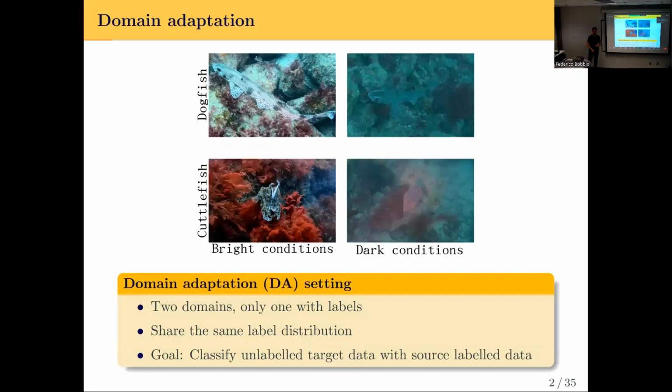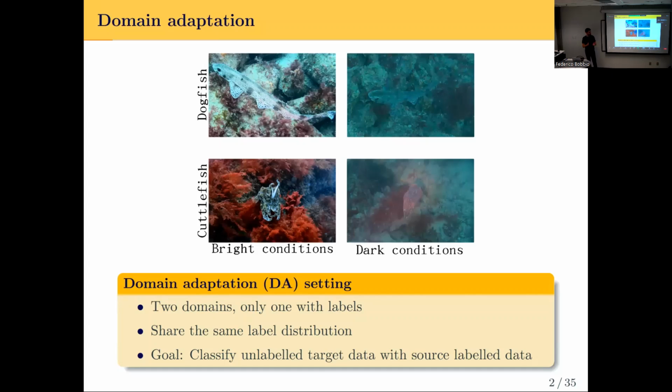So first, in domain adaptation, we have two domains. One target domain where we do not have access to the labels of the samples, and one source domain where we have access to the labels. The goal here is to classify the unlabeled target data samples using the source labeled samples. So we want to transfer the knowledge from the source domain to the target domain.